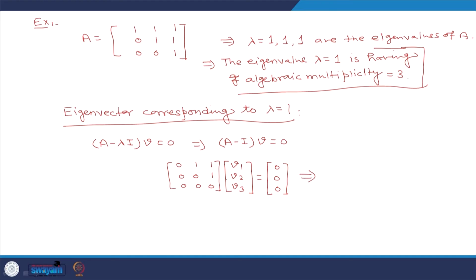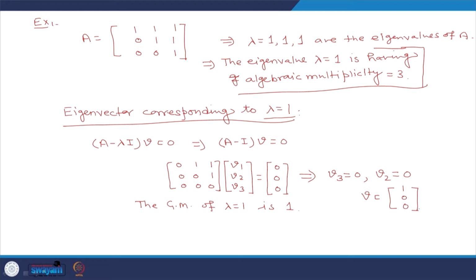By solving this, you get V3 equals 0 from the second equation, and then from the first equation, since V3 is 0, I get V2 equals 0. So, V1 is arbitrary. So, I can have only one linearly independent eigenvector corresponding to lambda equals 1. So, the geometric multiplicity of lambda equals 1 is 1. Now, if I take V1 as 1, the eigenvector V is just 1 0 0.